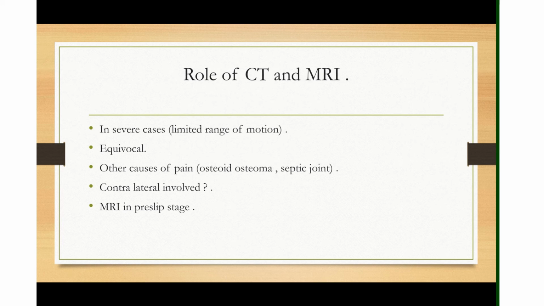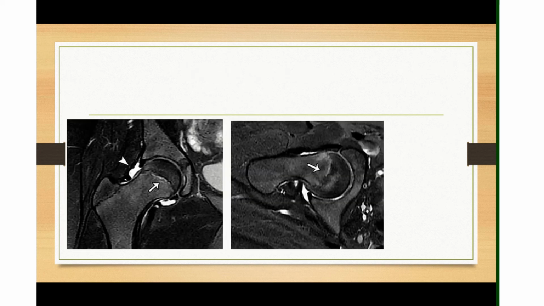So CT and MRI will help you to see if the contralateral side is involved for the early treatment. Now, what is the role of MRI? MRI can give you the possibility of this condition in the pre-slip stage. That means the epiphysis has not yet slipped. How does it help? Let's see this figure.